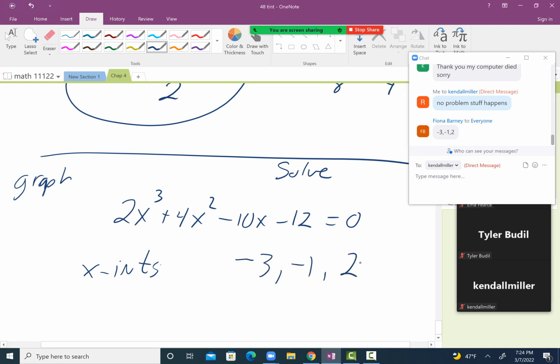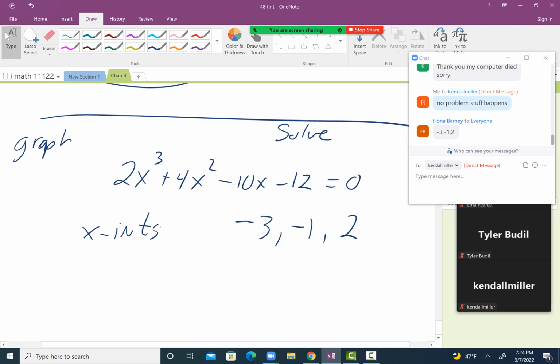Okay, so -3, -1, and 2 are x-intercepts. All right, so x-intercepts and zeros and roots are all the same thing. All right, so -3, 1, and 2 are our solutions. All right, so we would write that there. There it is. It's solved.